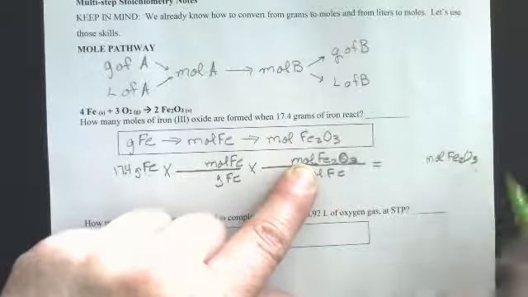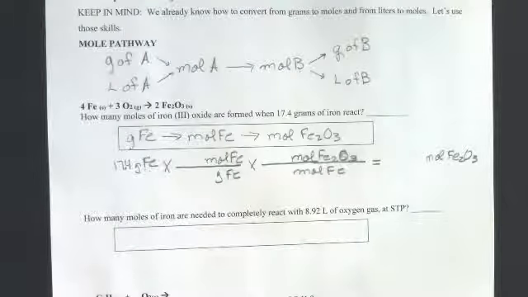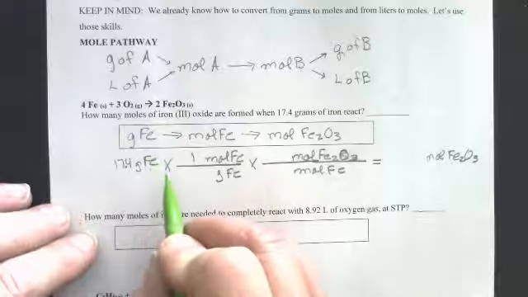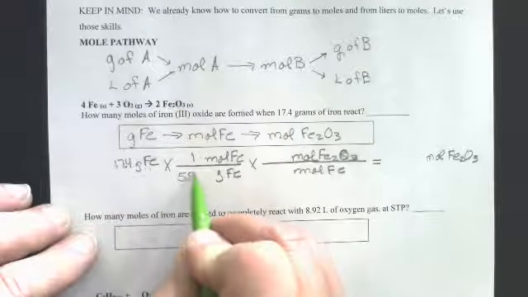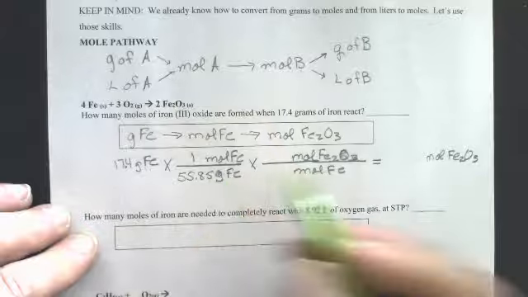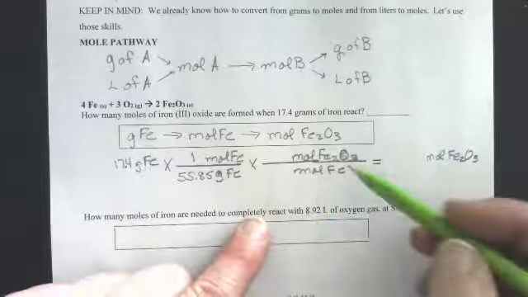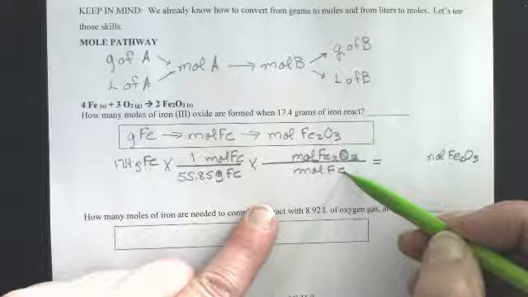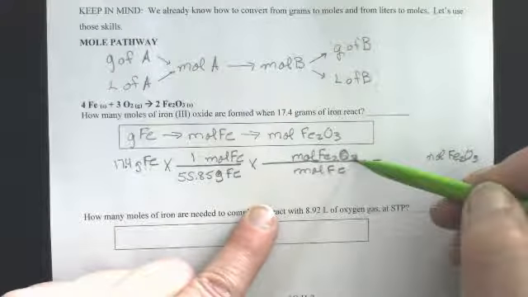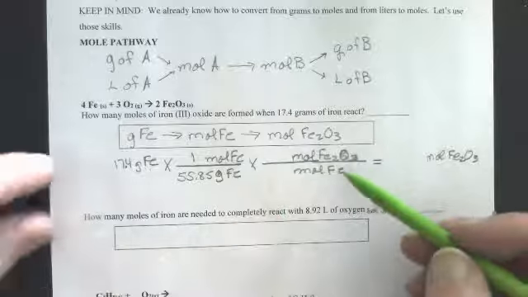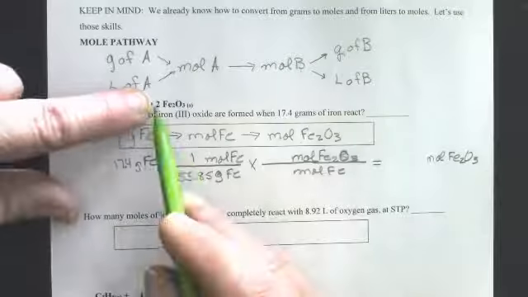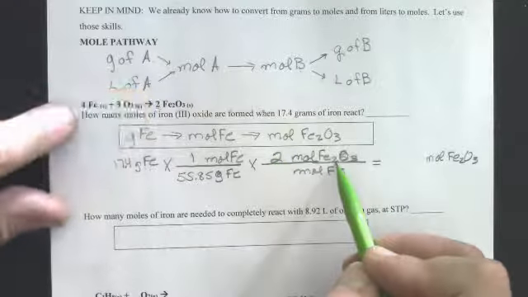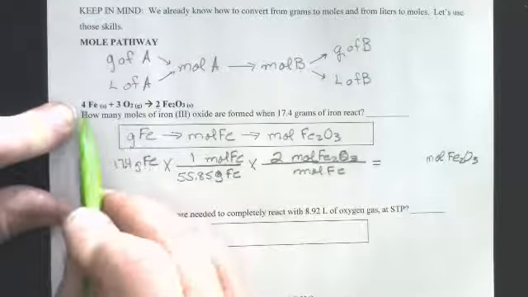Okay, now it's time to put some numbers in there. 1 mole of iron is 55.85 grams. Where did I get that number? I got that from the periodic table. Now I have moles of one substance and moles of another substance. This is my mole ratio. So I have to go to the balanced equation to get those numbers. 2 is the coefficient on iron 3 oxide, so 2 moles of iron 3 oxide for every 4, the coefficient on iron, for every 4 moles of iron.